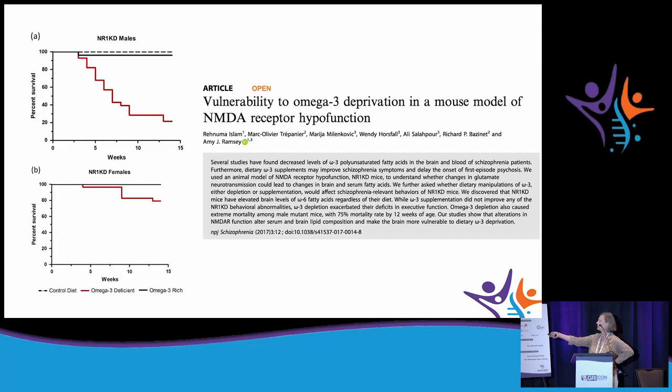So actually I think that we put them on this diet at weaning. So they get the diet at 3 weeks and then they start to die. So by the time we were testing them for behaviors, most of the males had died. And we also saw this for females, but clearly there was a sex difference there. So this is going to become important.